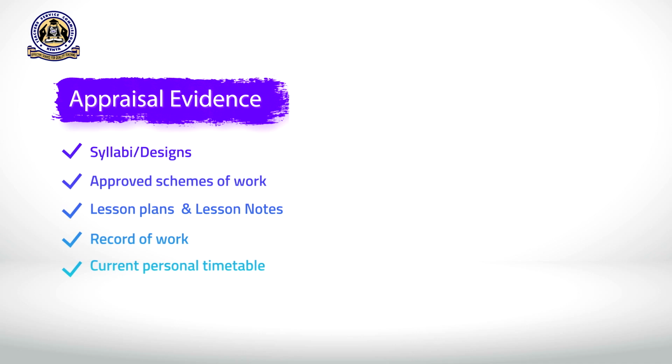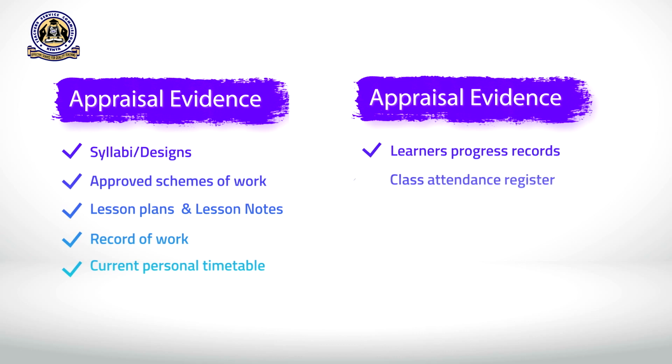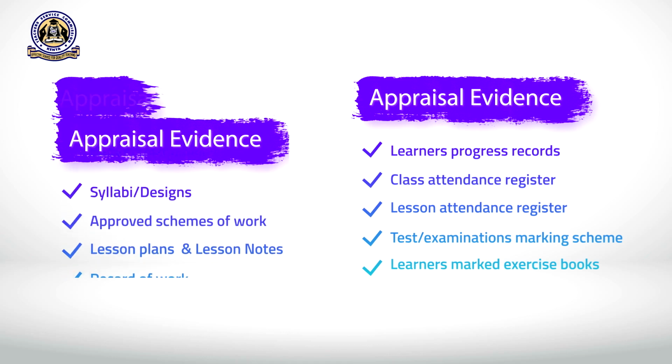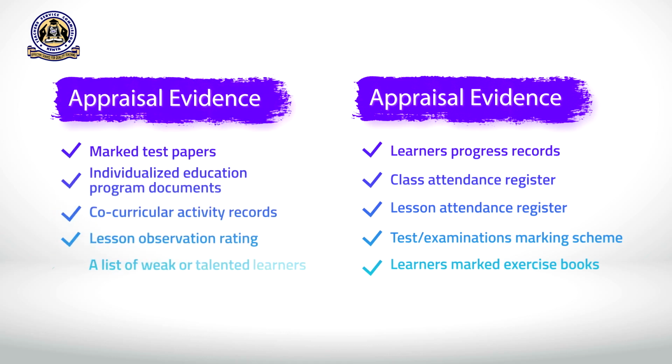of work, current personal timetable, learners' progress records, class attendance register, lesson attendance register, test or examinations marking scheme, learners' marked exercise books, marked test papers, individualized education program documents, co-curricular activity records, lesson observation rating, a list of weak or talented learners, copies of subject or departmental meeting minutes, teaching and learning resources.